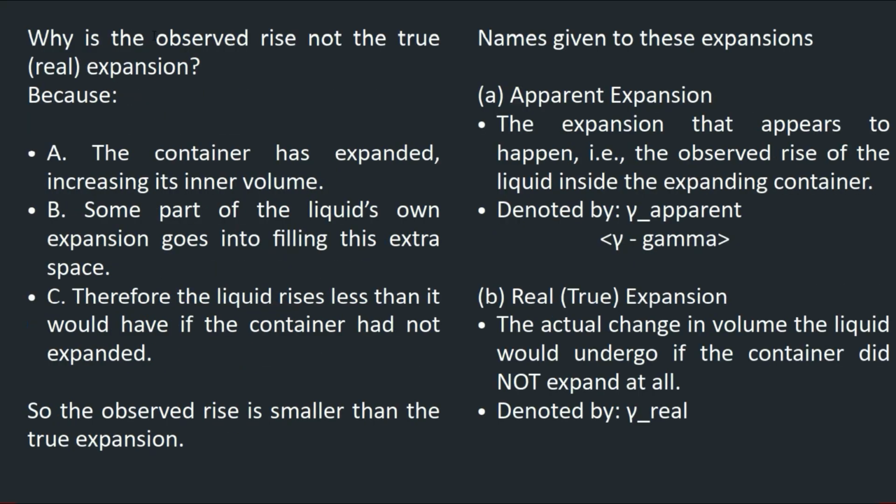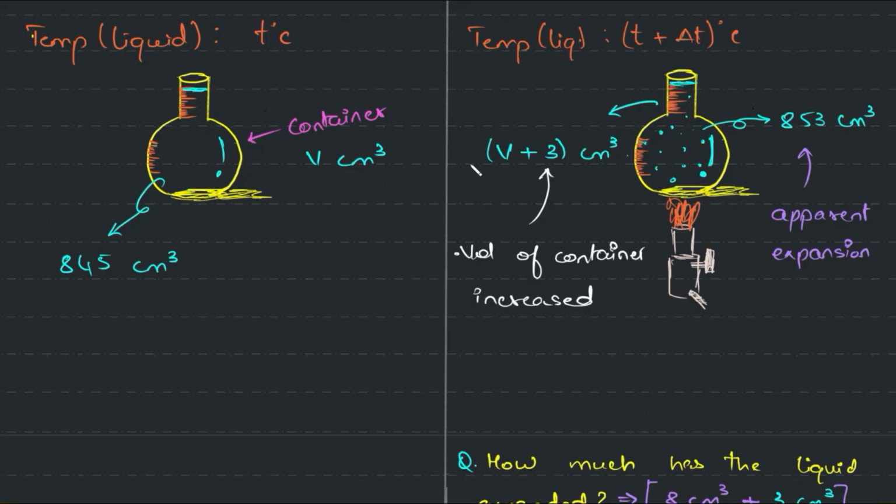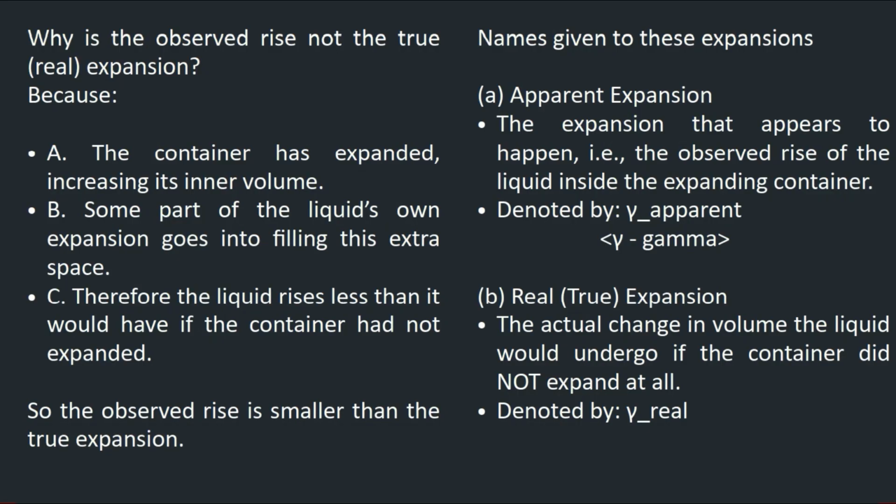But why is that? Why is the observed rise not the true expansion? Because the container also has expanded. Some part of the liquid's own expansion goes into filling this expansion. Therefore, the liquid rises less than it would have if the container had not expanded. If the container had not expanded, if it had stayed V to V, then this would have been right. But the container also expands. That's the truth. We can't run away from that.